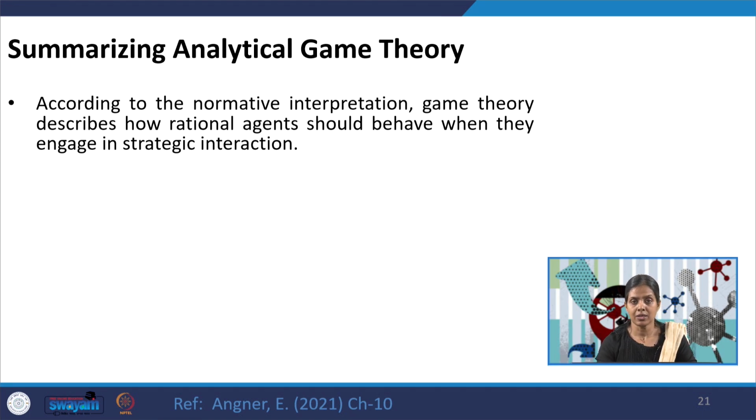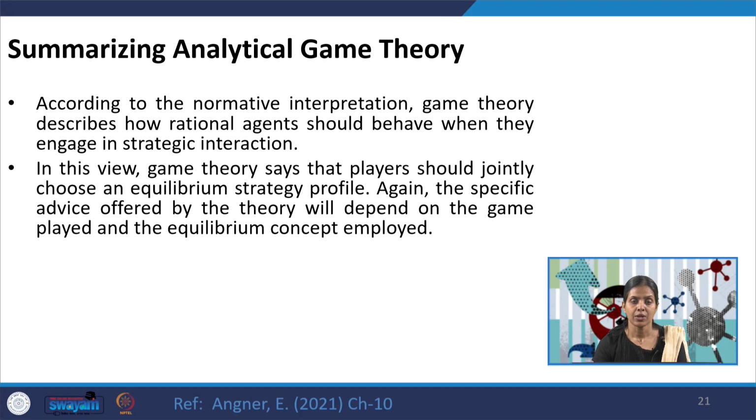According to the normative interpretation, game theory describes how rational agents should behave when they engage in strategic interaction. So, one is about how they behave and the other one, as you already know, normative interpretation, how they should behave. In this view, game theory says that players should jointly choose an equilibrium strategy profile. Again, the specific advice offered by the theory will depend on the game played and the equilibrium concept employed.